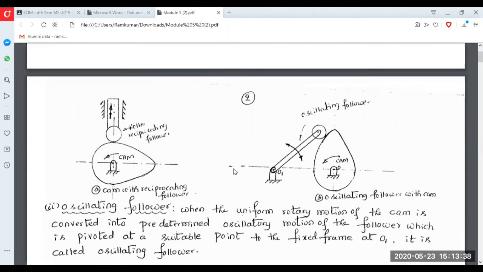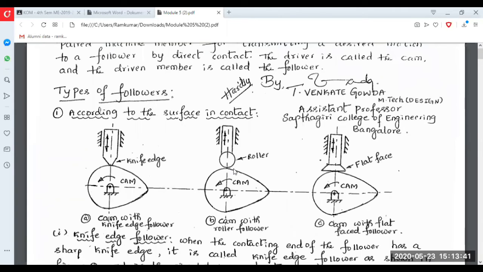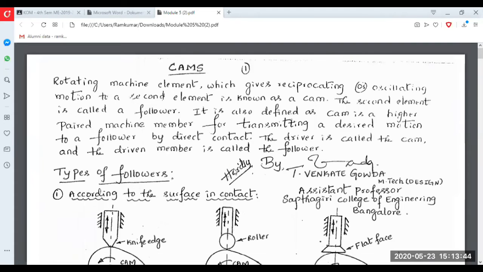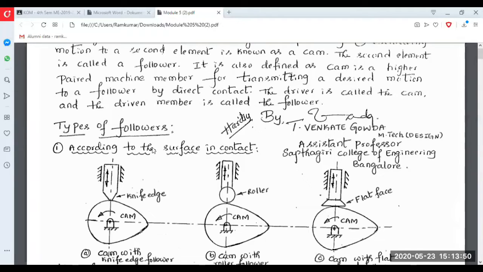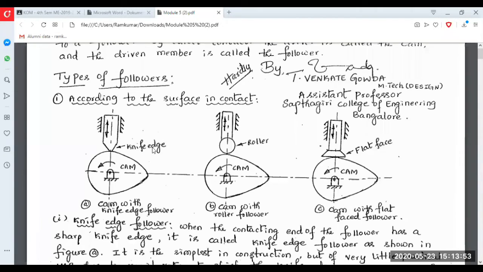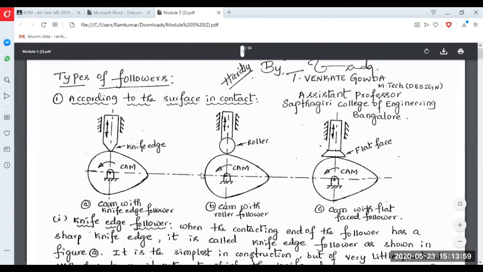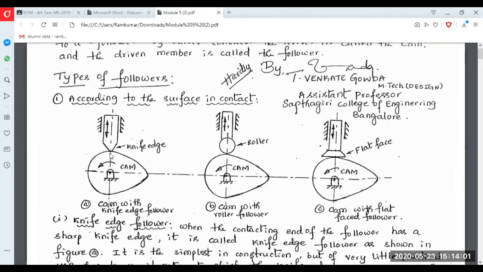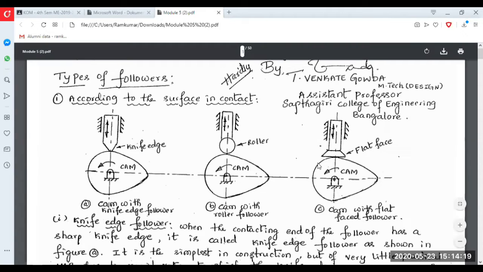So this is the first question. What is a cam? A cam is a device which is used to give reciprocating or oscillating motion to the second element. And next, different types of followers. What are the different types of followers? According to the surface which is in contact with the cam, you have different types of followers. One is called a knife edge follower. Here you have a pointed edge, so it is called a knife edge follower. If you have a roller which rolls over the cam surface, then it is called a roller follower. If it is a flat surface, it is called a mushroom shape, so it is called a flat face or mushroom shape follower.